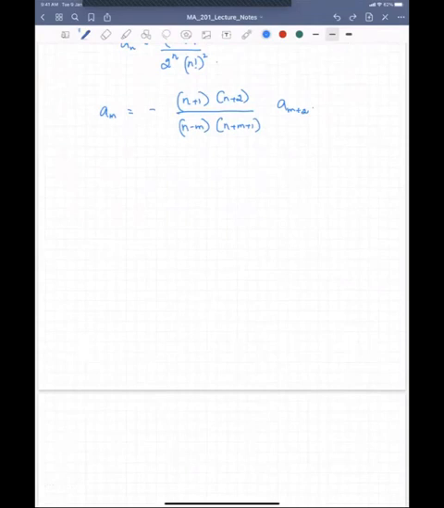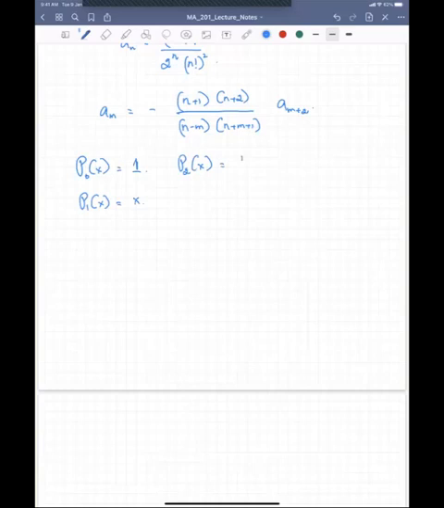For n equals 0, you have P_0(x), which is 1. For n equals 1, if the series terminates at n equals 1, you have P_1(x) equals x. If the series terminates at n equals 2, P_2(x) would be 1/2 times (3x squared minus 1). And for n equals 3, P_3 is 1/2 times (5x cubed minus 3x), and so on and so forth.